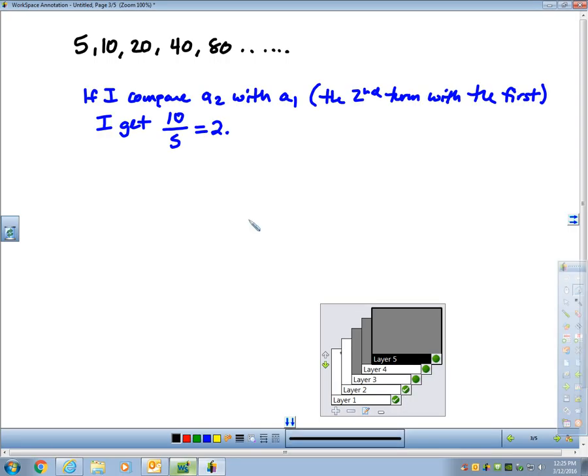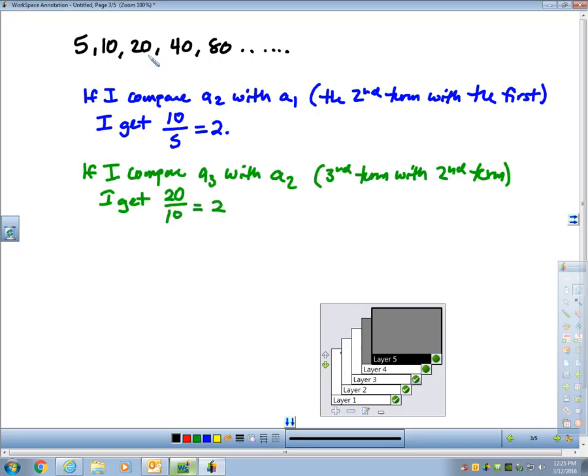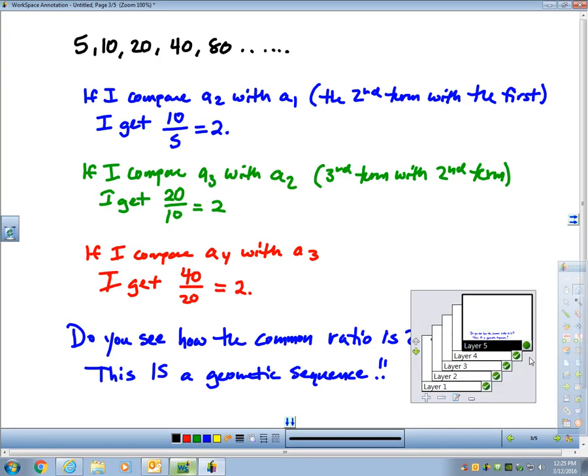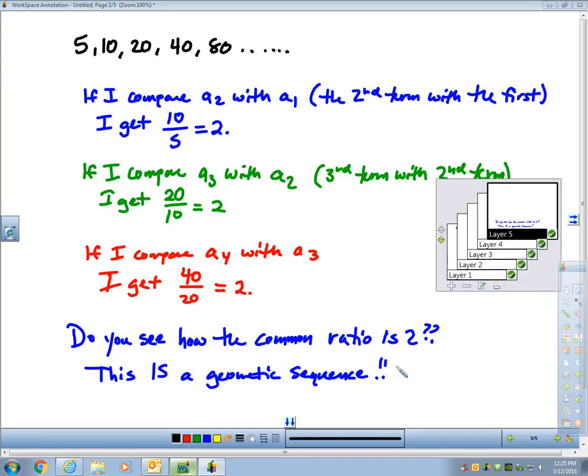Here's why. If I compare the second term of the sequence with the first term as a ratio, I get 10 over 5, and 10 over 5 is 2. Now let me compare the third term, which is 20, with the second term, which is 10. If I write those as a ratio, 20 over 10 is 2. If I compare the fourth term with the third term, I get 40 over 20. That's 2. Do you notice how each time I am getting a common ratio, and it's 2?